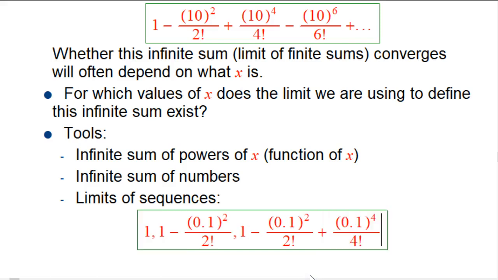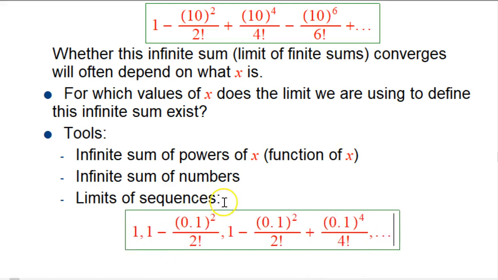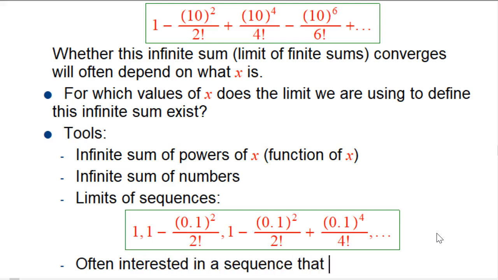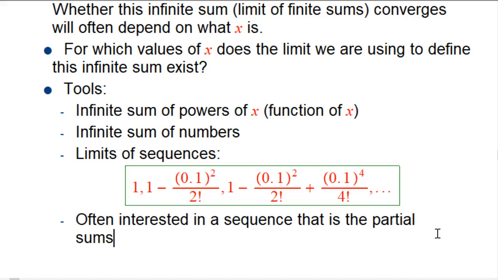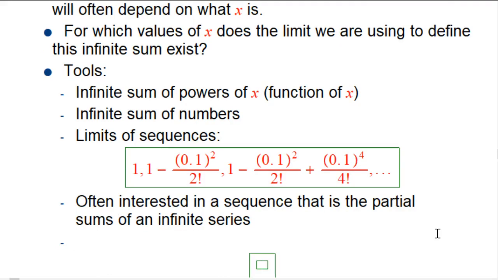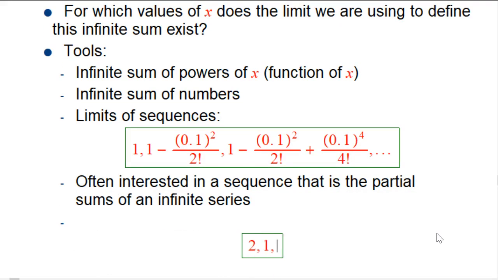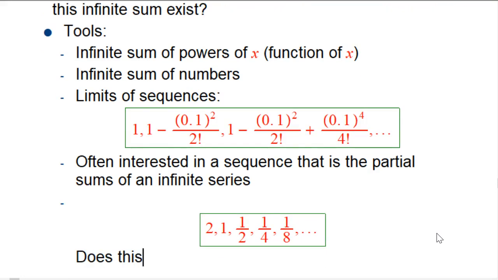We've got a sequence of numbers that happens to be the partial sums. So we're often interested in a sequence that comes from the partial sums, just these finite sums of an infinite sum, an infinite series. But we could have other sequences, like, let's say 2, 1, 1/2, 1/4, that don't come in any obvious way from the partial sums. And we want to know, does that sequence of numbers have a limit?